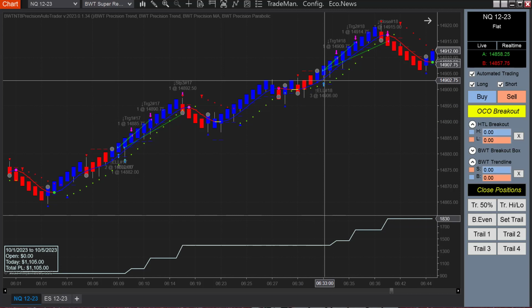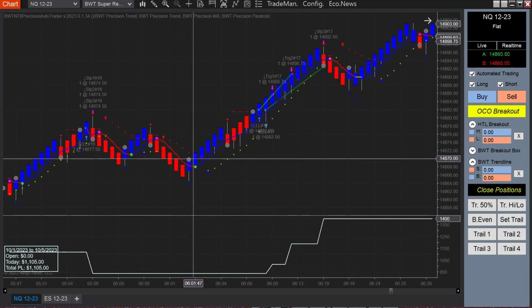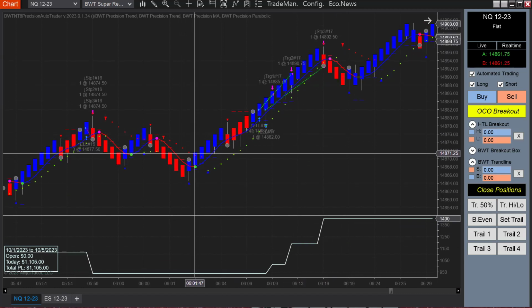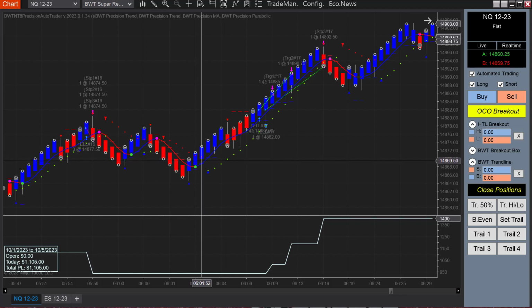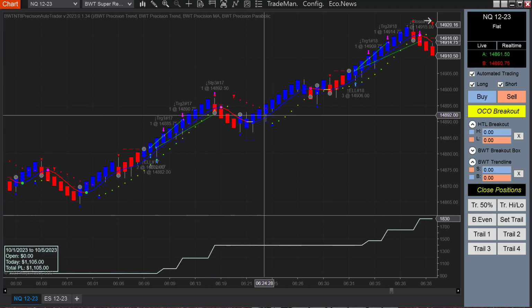Another nice winner here. Probably didn't get filled right here because we didn't get pulled back on the moving average. Should have got filled right here, but it was a limit order. This must have taken off and just didn't get filled. Same here, I believe.